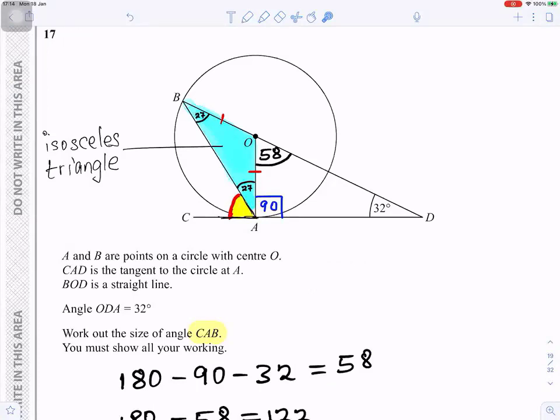CAD is the tangent to the circle at A. BOD is a straight line. Angle ODA is equal to 32 degrees. Work out the size of angle CAB. You must show all your working.